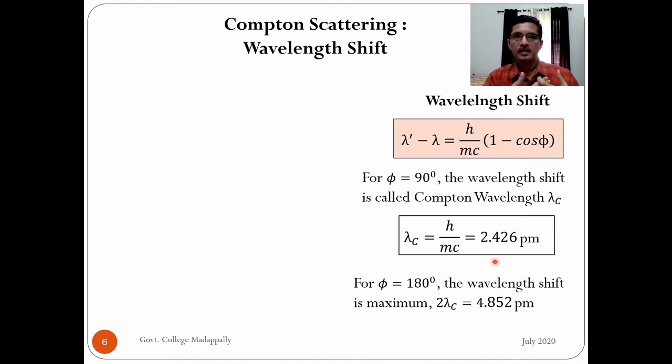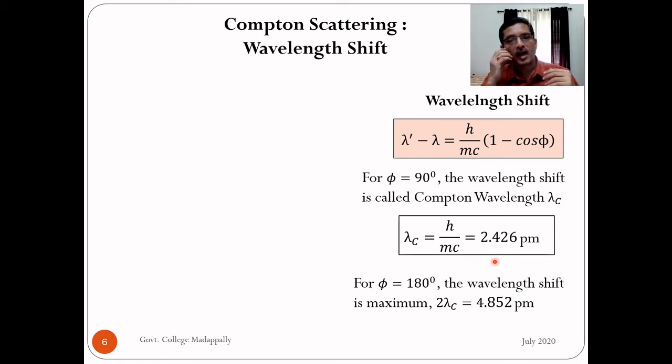For example, in the visible region the wavelength is typically 10 raised to minus 7 meter, whereas here the wavelength shift is 5 picometer, that is 5 into 10 raised to minus 12 meter. If we consider green light in the visible region, around 500 nanometer, which is 5 into 10 raised to minus 7 meter, the maximum wavelength shift is approximately 5 into 10 raised to minus 12.